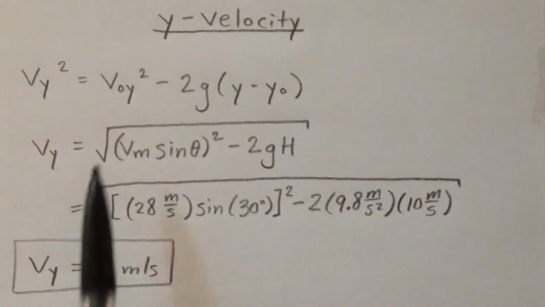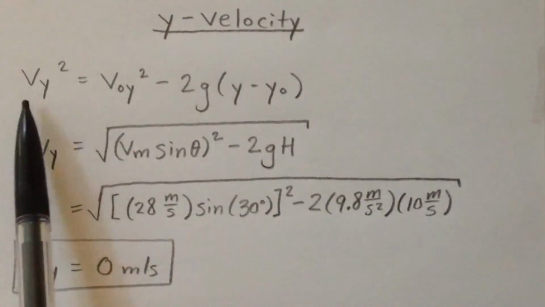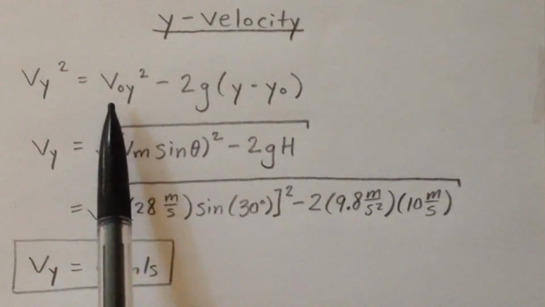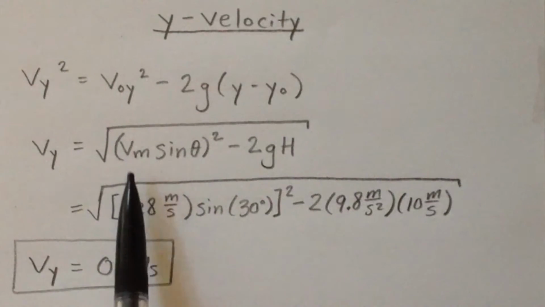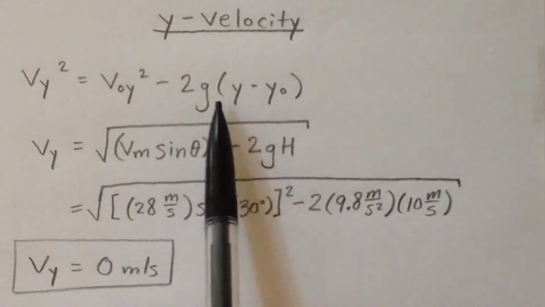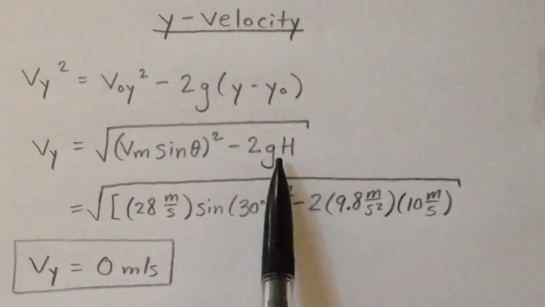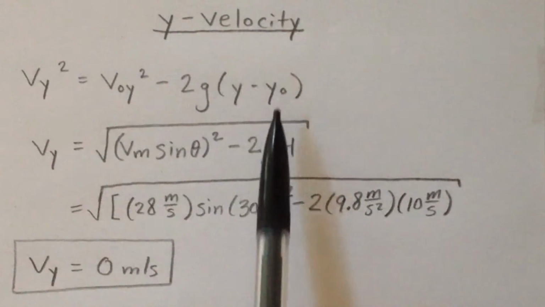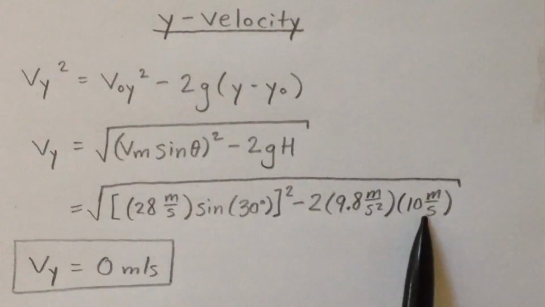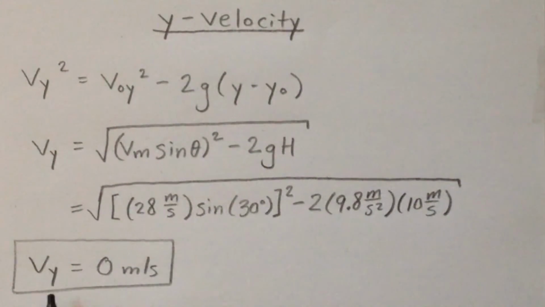To find the y velocity of the projectile, we use this kinematic equation derived in part A. For v0y, we put in the y component of the velocity with which the projectile is fired. For y minus y0, we put in h, which is how high the cliff is. We substitute in the values given in the problem statement and evaluate to find that vy is equal to 0 meters per second, which means that the projectile is at the highest point in its trajectory when it reaches the cliff.